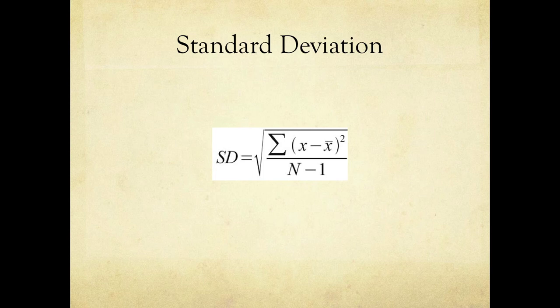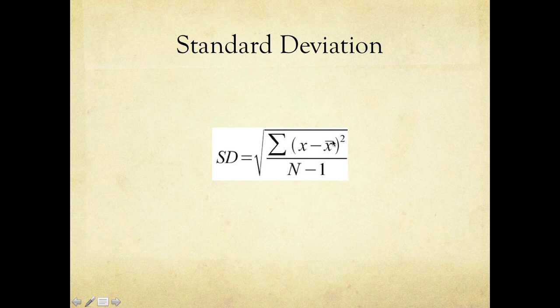But standard deviation is basically where you take every piece of data you have, subtract the mean from that piece of data and square it. And you're going to keep adding those together. So each piece of data that you have, subtract the mean, square it, and then add it to the next piece of data that you subtracted the mean from and squared.